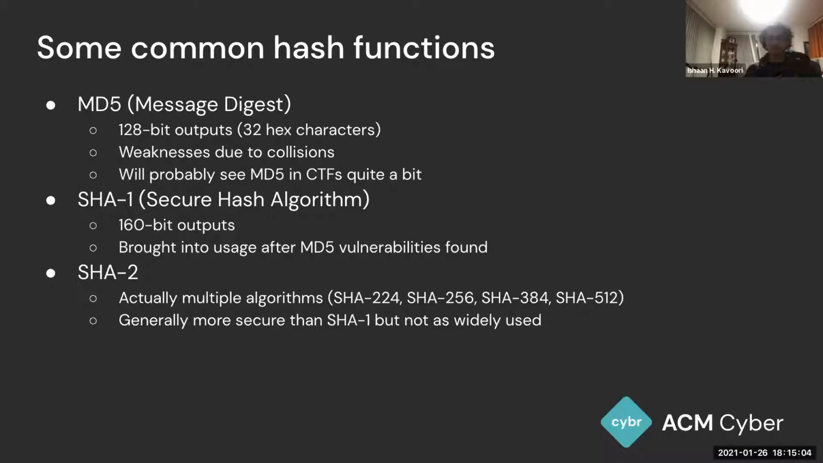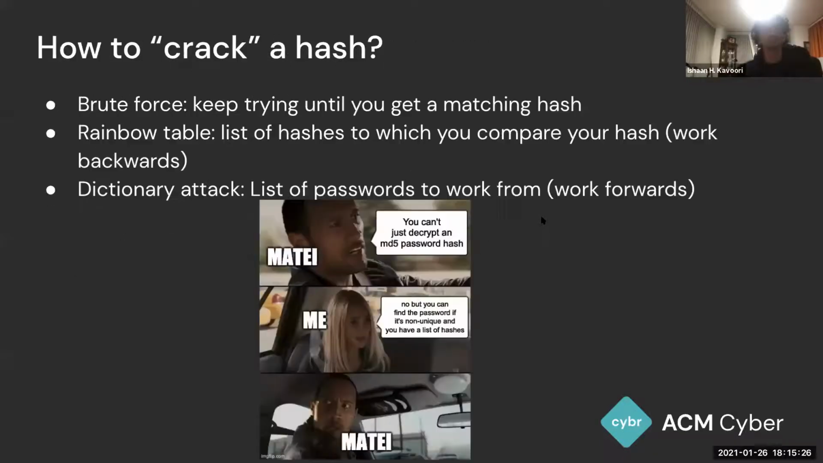Another one, SHA-2, is actually multiple algorithms. You can see them over there. The length of the hashes that it generates is actually in the name. So SHA-224 generates a 224-bit hash, and so on. It's generally more secure than SHA-1, but it's not as widely used.